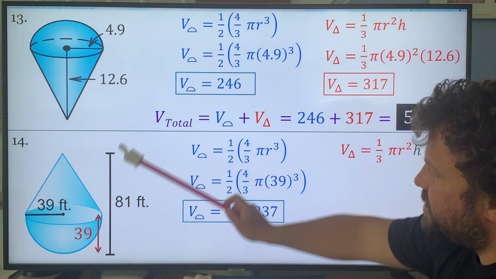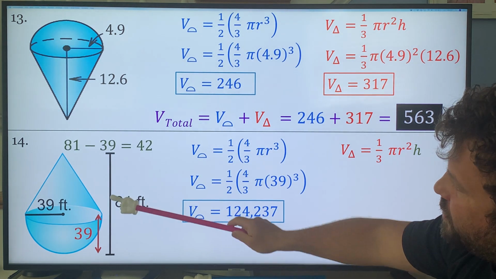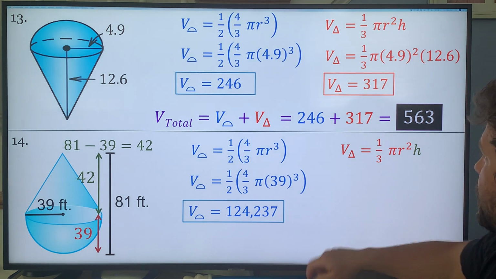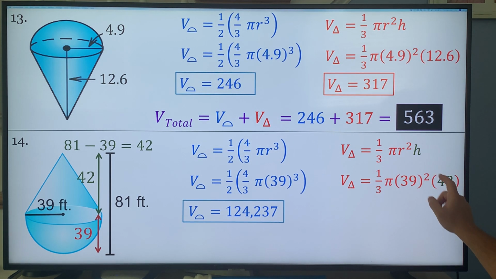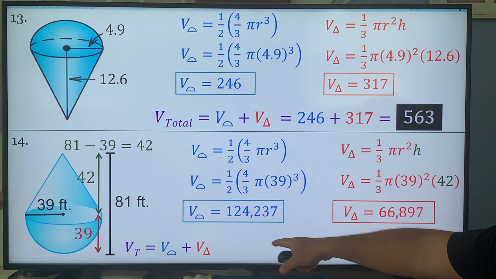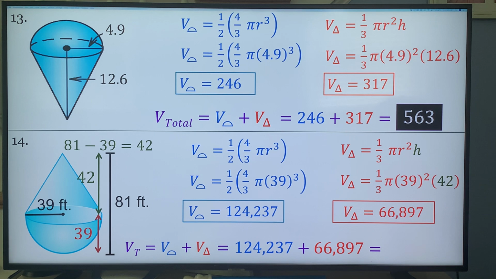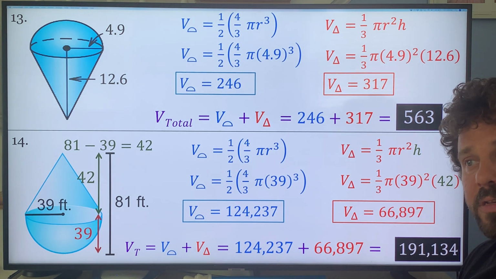Because this is 39, this is 81. So you subtract the two, and that gives you a total height here of 42. All right, so 1/3 pi, still the same radius, 39 squared times your height now, which is 42. 66,897 is the volume of the cone. All right. Add the two volumes together, and you get a grand total of 191,134 cubic units.